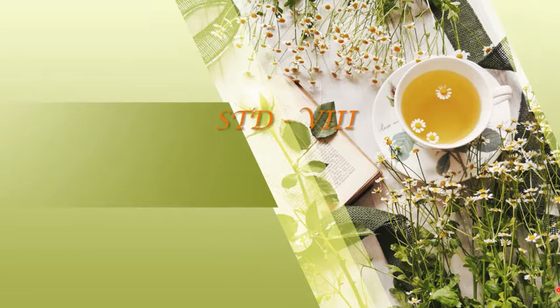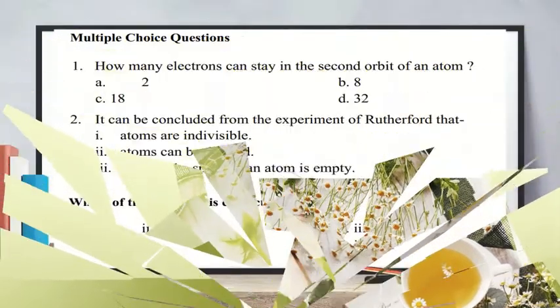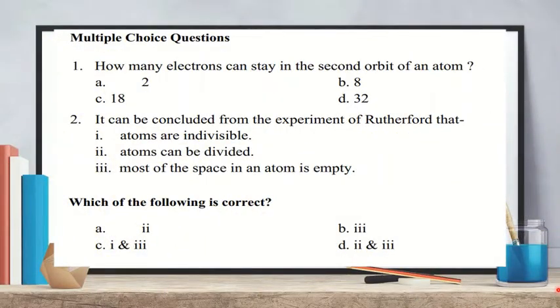Dear students, you know already we had completed chapter 6, the structure of atom, from your science book. Today, in this class, we will explain the exercise from this chapter. So at first, multiple choice questions. Question number 1: how many electrons can stay in the second orbit of an atom?